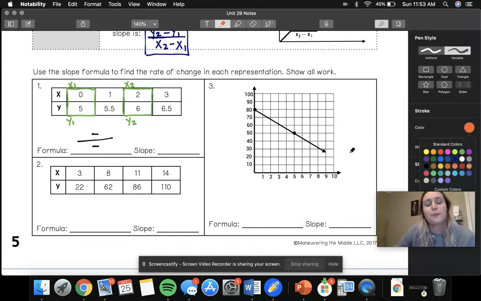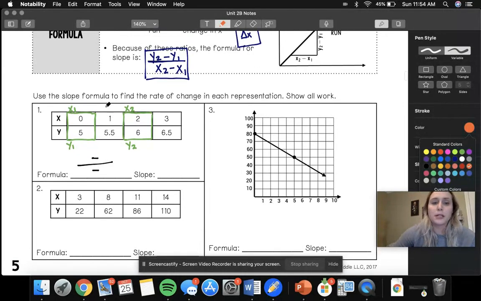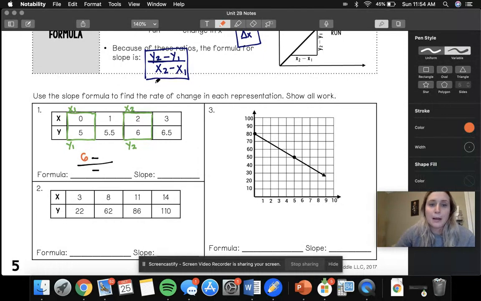All right, now we are just going to plug this into our formula. So the formula says y2, so y2 is 6, minus, we already have the minus sign, y1, my y1 is 5. So I'm just substituting in the values from the table. All right, then on the denominator, we have our x2, which is 2, minus, so I already have the subtraction, that's the base of the formula, and then x1, which is 0.